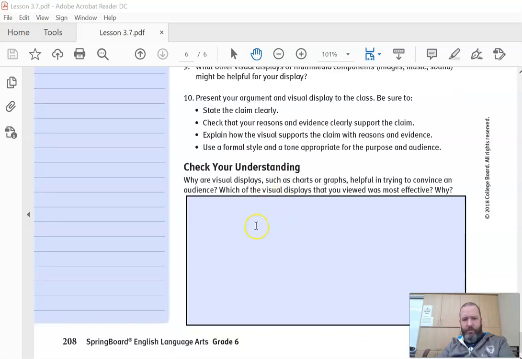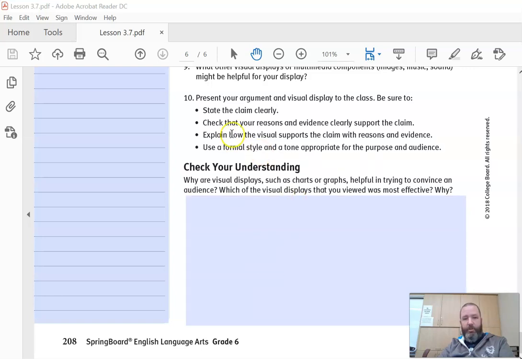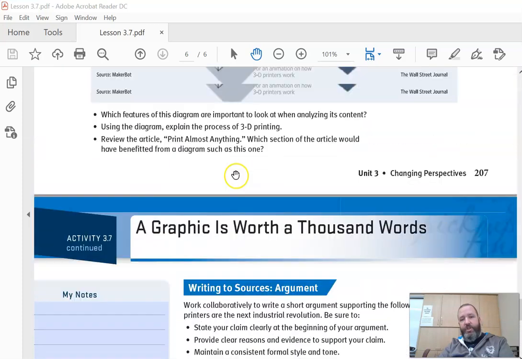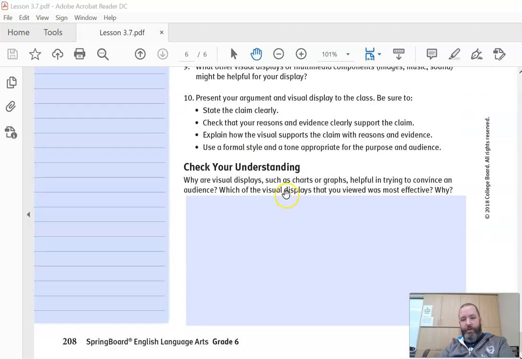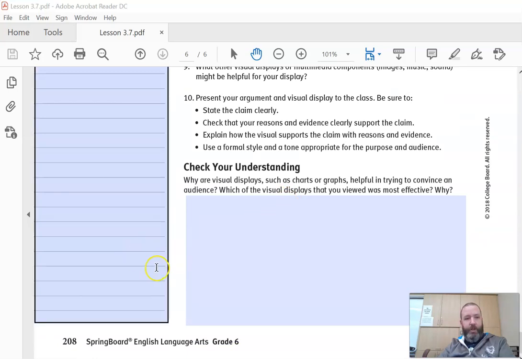Okay, and then the last question here, why are visual displays such as charts or graphs helpful in trying to convince an audience? Which of the visual displays that you viewed was most effective? Okay, so after we take a look at those, which one do you like the best? I'm sure lots of you will put images or videos or music. I would agree with you on those. They are convincing and help you understand things when you see, like if we had this chart in a video, I think that would be even more helpful than this diagram, right? If it showed us the process and described the whole deal instead of having to follow through step by step, which is still good, but if this was made into a video, it would help us understand things better. All right, lots of stuff to do here today.